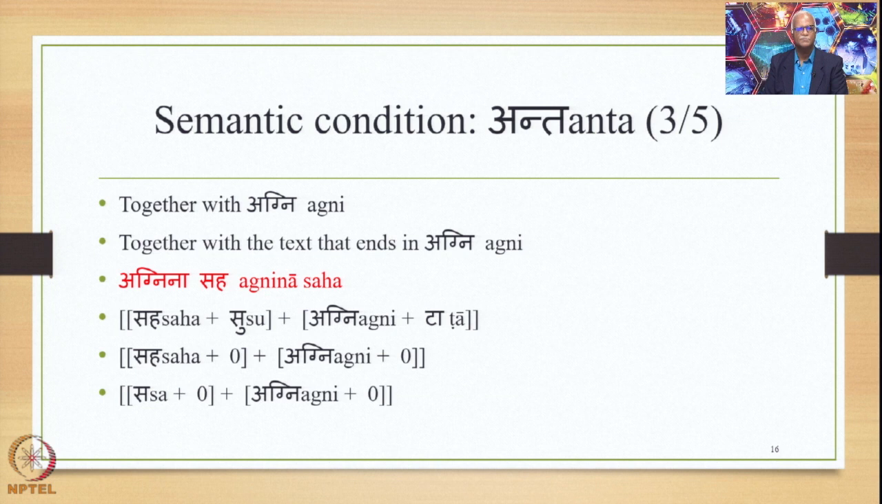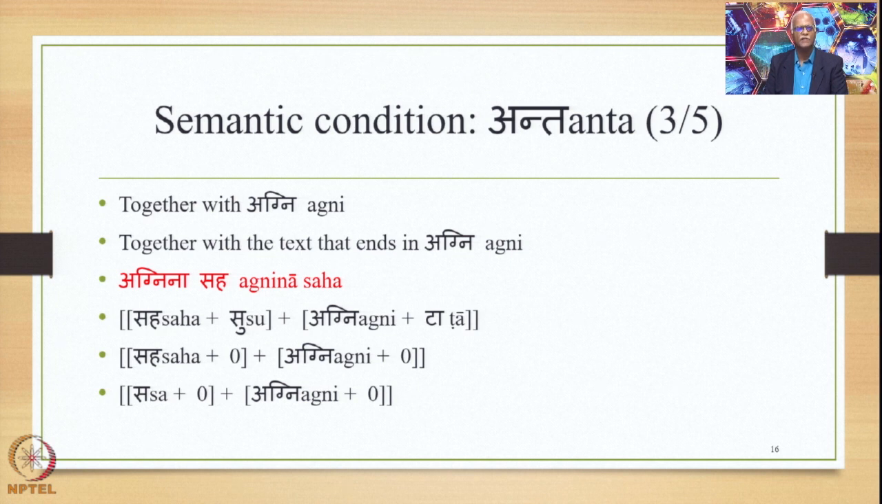Since the word avyayam is mentioned in prathama, saha, which is an avyaya, occupies the initial position of the samasa. So we have saha plus su plus agni plus ta. Saha denotes the meaning anta. So saha plus su plus agni plus ta is the alaukika vigraha. Agnina saha is the laukika vigraha. Saha plus su plus agni plus ta, which is an alaukika vigraha, gets the samasa saudhnya, after which it gets the pratipadika saudhnya by the sutra krittadhita samasascha, after which the sutra supodhatu pratipadika yoho applies and deletes both the sups, namely su and ta. So we have saha plus zero plus agni plus zero.